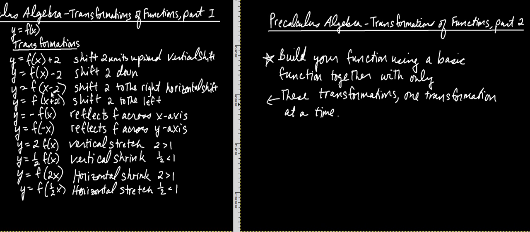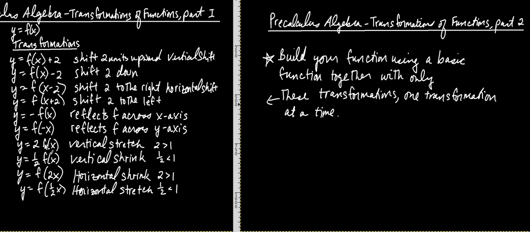If you replace x with x take away a positive constant, in this case x take away 2, you shift to the right horizontally. If you replace x with x plus 2, you shift 2 to the left. If you multiply your function by -1, you reflect it across the x-axis. If you replace x with -x, you reflect across the y-axis.